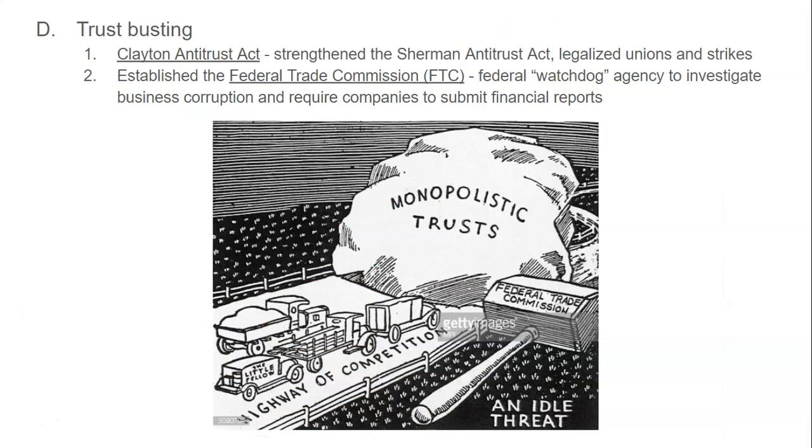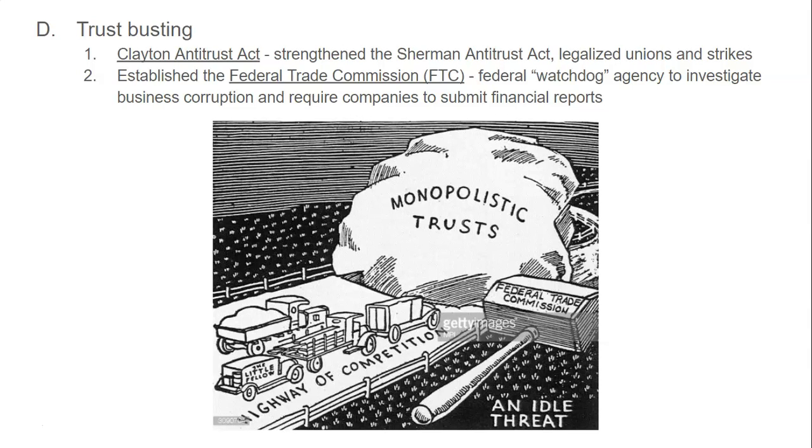And then lastly, we said that Wilson wants to tackle trusts, which is, again, another popular progressive idea. And so he passes with Congress the Clayton Antitrust Act, which basically strengthens the Sherman Antitrust Act, the one that was passed in the 1890s. This law also legalizes unions and strikes, so it provides more protections for workers.